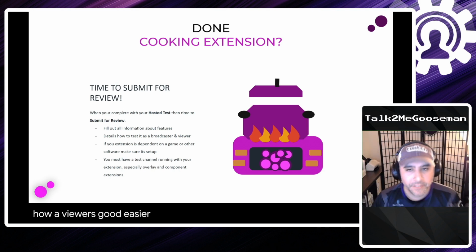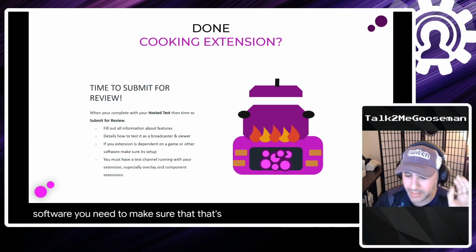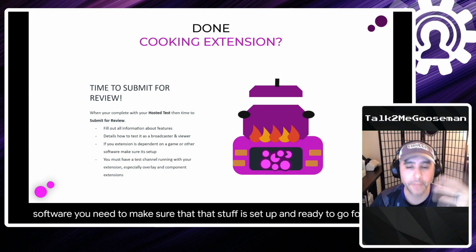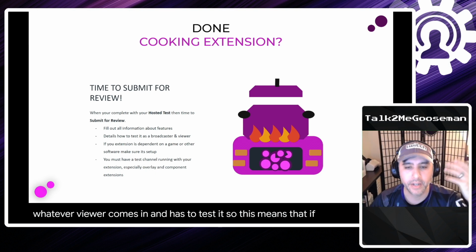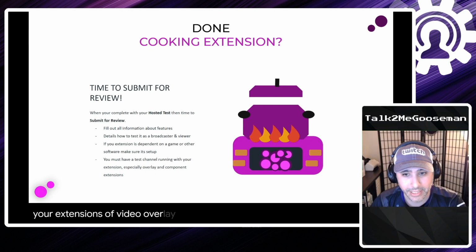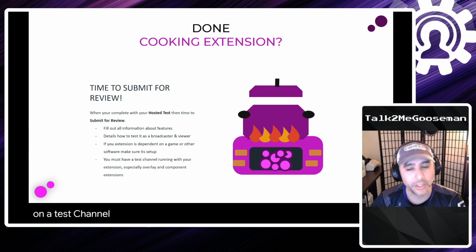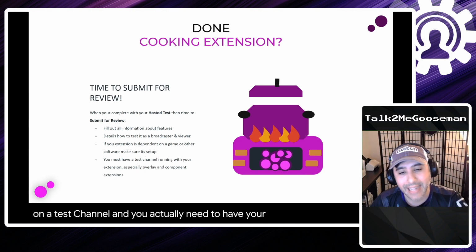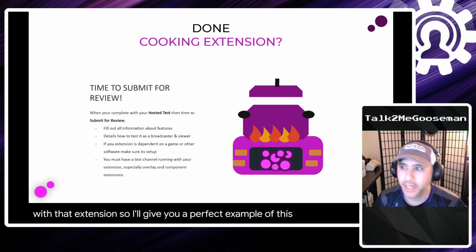And then if your extension is dependent on a game or some other software, you need to make sure that stuff is set up and ready to go for when a reviewer comes in and has to test it. So this means that if your extension's a video overlay extension, you need to install it on a test channel, and you actually need to have that stream running with that extension. I'll give you a perfect example of this situation.